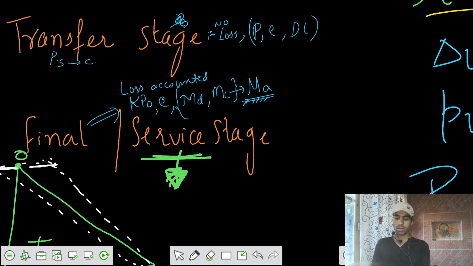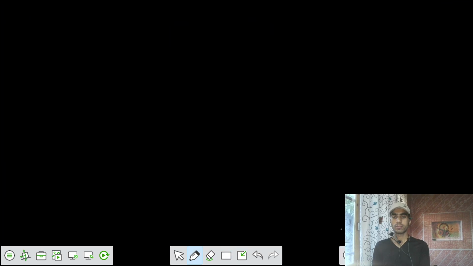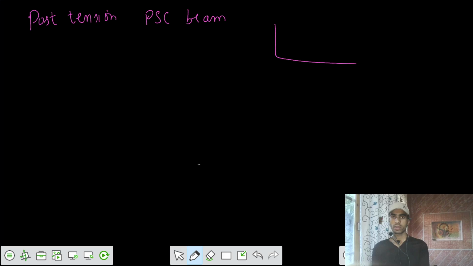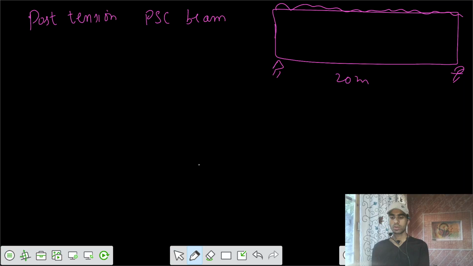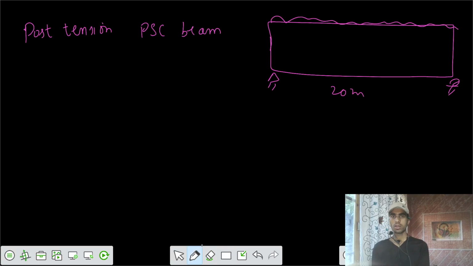So let's try to take a problem. Let's try to have the first problem of these stages of stress analysis. This is a post-tension pre-stressed concrete beam, and we have a span of 20 meters. There is some live load also, a live load of 12 kilonewton per meter.